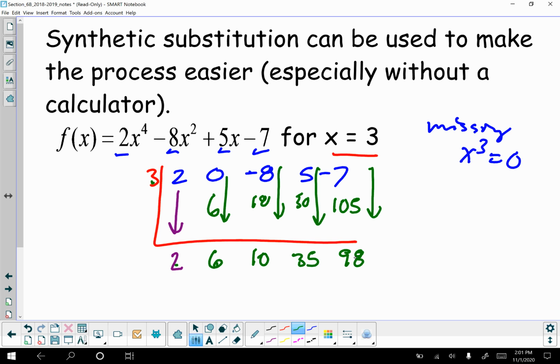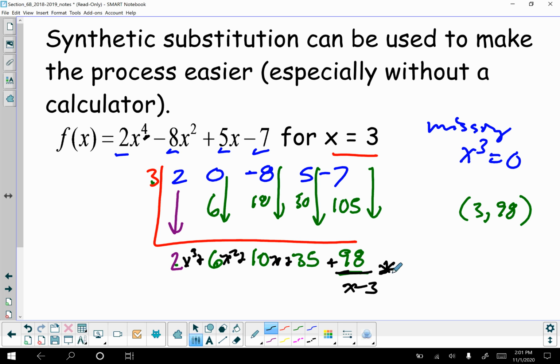So what this is, this value here, the very end value, means that the point 3 comma 98 exists on your graph. Sometimes we want you to write back in your x value, so we use division, and we will reduce our highest exponent by 1. So if I reduce x to the fourth by 1, I get x to the third. So I'd get x to the third plus x to the second plus x plus 35 plus 98 over x minus 3. So this is kind of a little different thing to look at, but we can go over that in class and definitely talk about it.